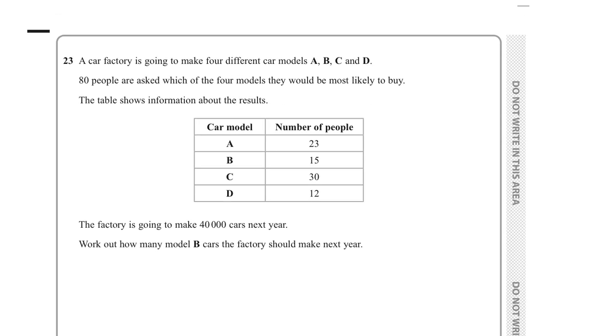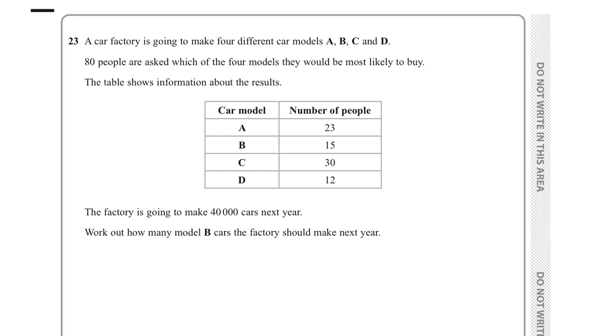Okay, car factory. 4 different car models, A, B, C and D. 80 people are asked which of the 4 models they would be most likely to buy. Table shows the information about the results. A, B, C and D. Work out how many B they should make.